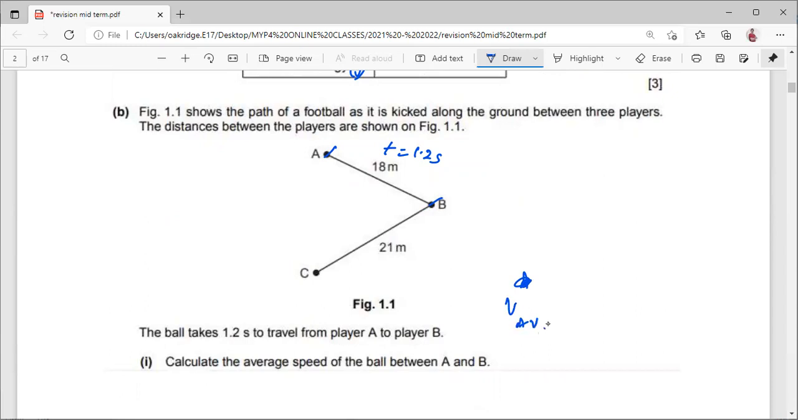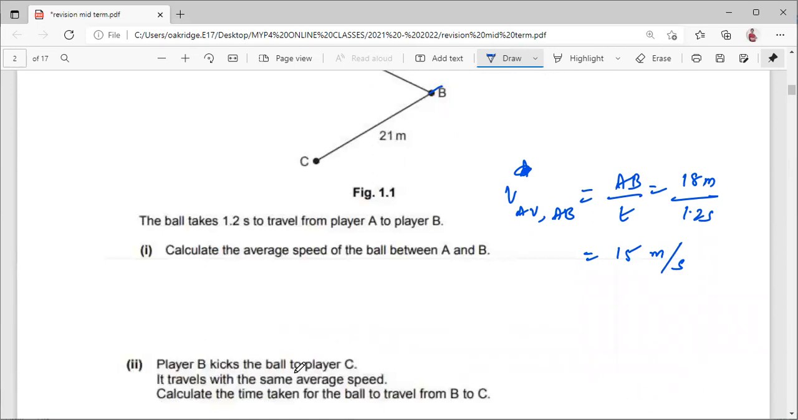V average for AB is equal to total distance, that is the distance AB, divided by time taken. What is distance AB? 18 meters. What is time taken? 1.2 seconds. Let us find out what is the value here. 18 divided by 1.2, which will be 15. So which is 15, unit is meter divided by second. So the average speed of the ball between A and B is 15 meter per second.